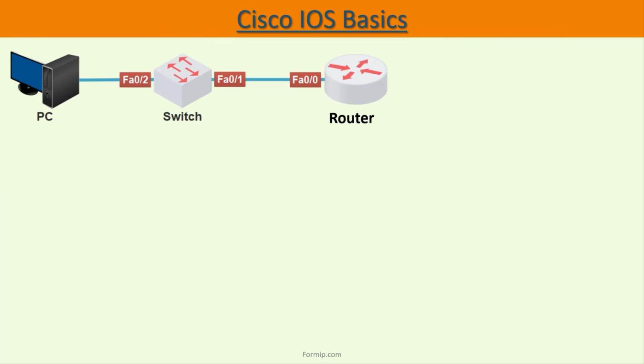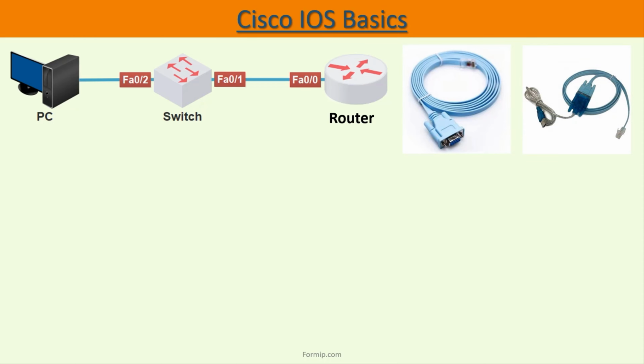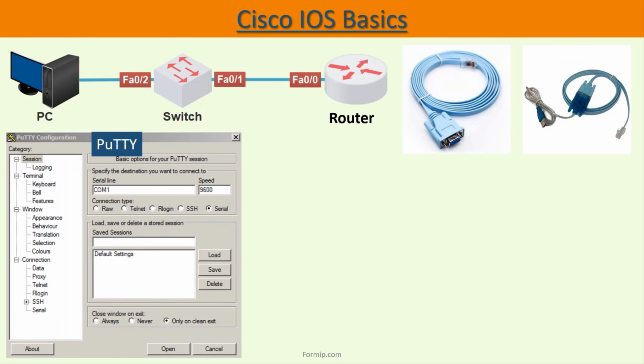For this, we'll use this topology. Here we have a PC that is connected to the switch with a console cable. If the PC doesn't have a DB9 port, then we'll use a USB adapter. Then, to connect to the command line on the switch, we will use the free app PuTTY, which is great to start with. You can download it by searching on Google.